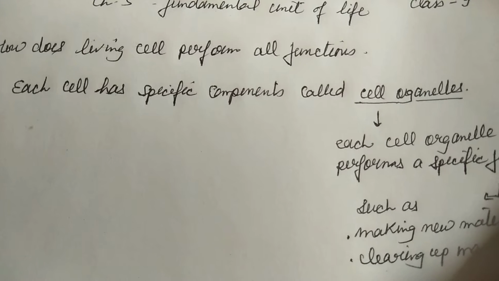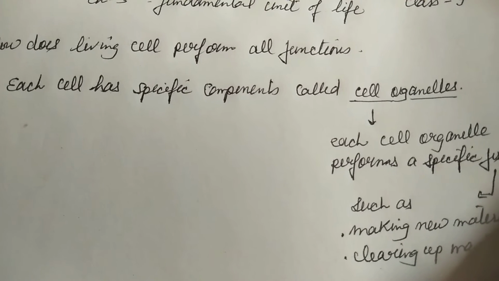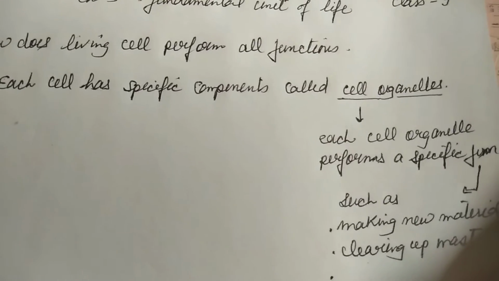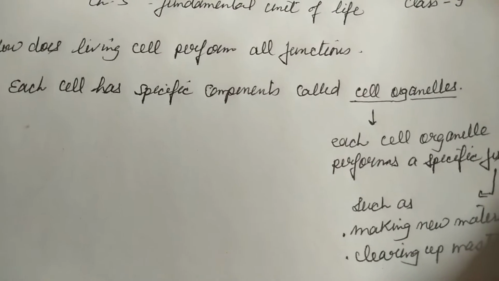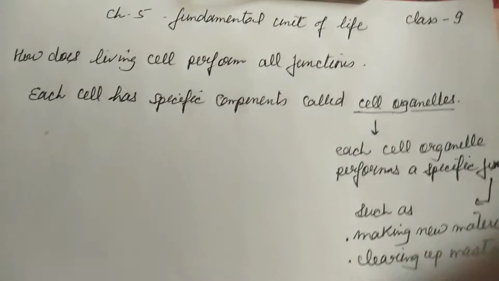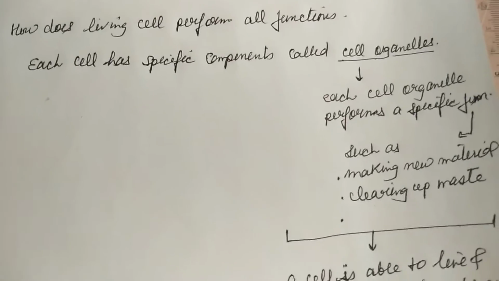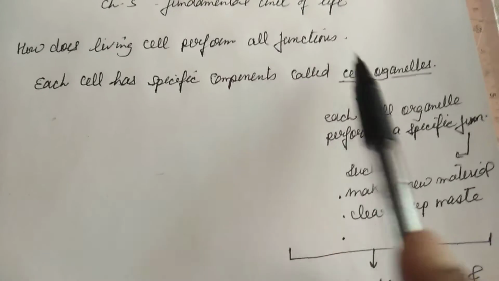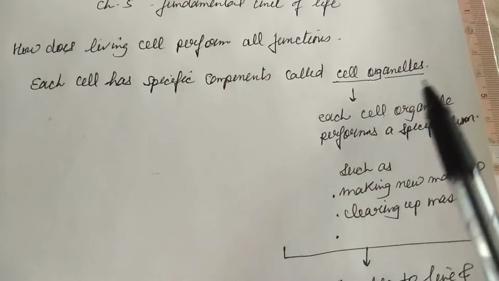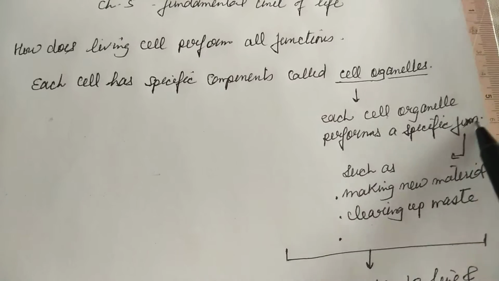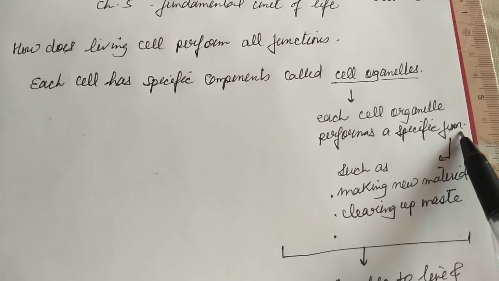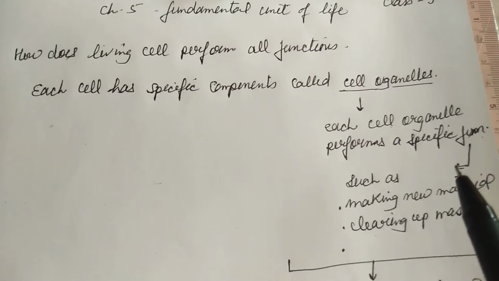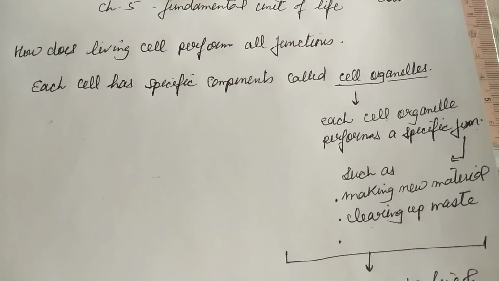And what are these functions? Removal of waste, right? Making new components. So how is it possible for the cell to do all these things? The cell has specific components called cell organelles. Each cell has specific components called cell organelles, and each cell organelle performs a specific function. Right? So we have a number of organelles in the cell, and each organelle is assigned a particular function.